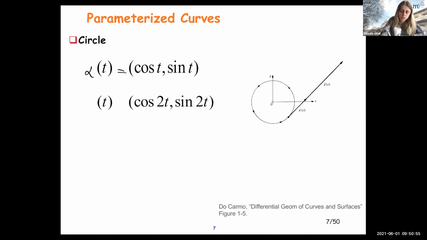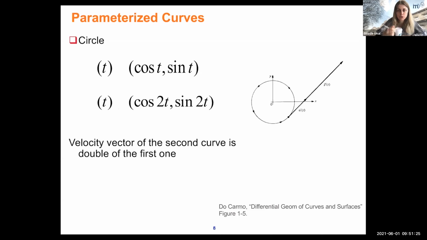This was one 2D curve. This was a second 2D curve. And if I ask you what these curves are, I think you will say both of them trace a circle, right? So my question to you, actually, I wish I didn't show this picture: what is different between these two curves? They both trace a circle, but the velocity vector of the second curve is double that of the first one.